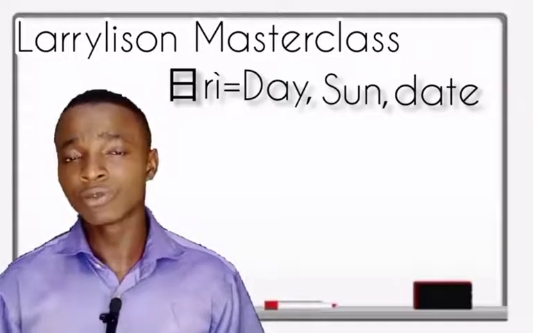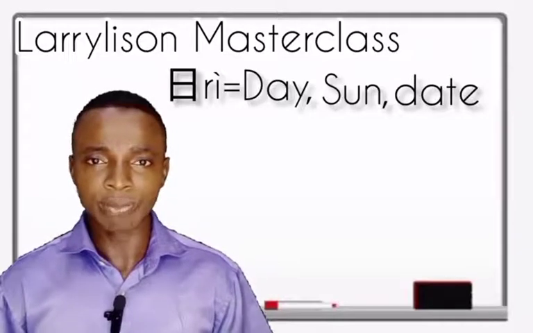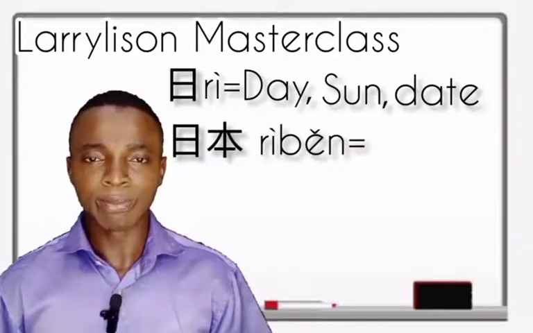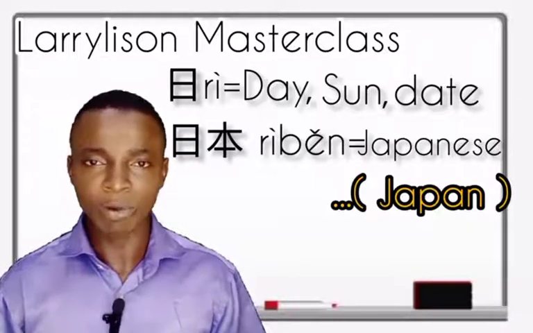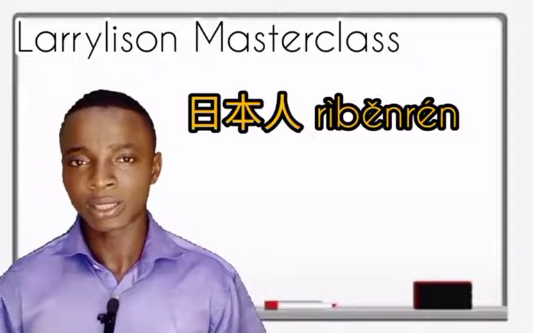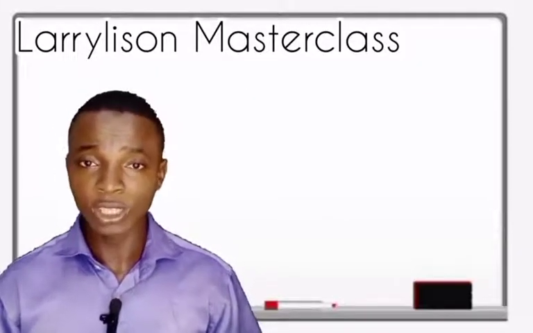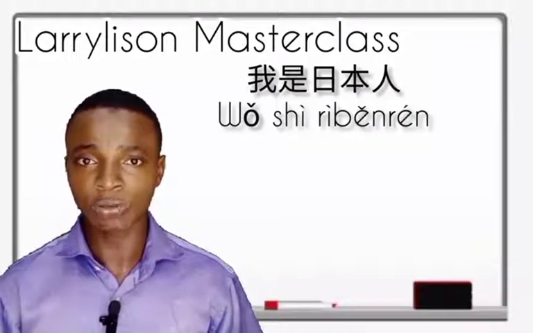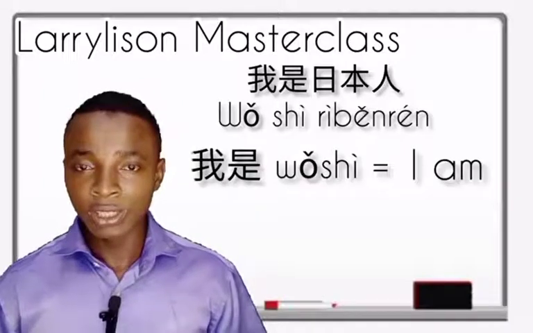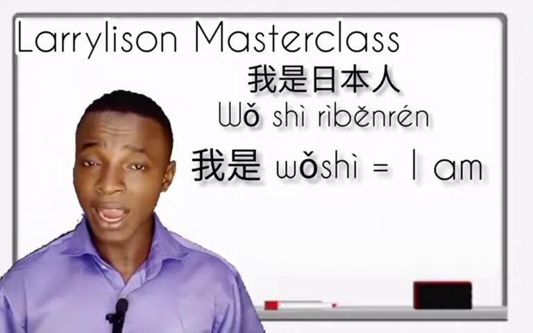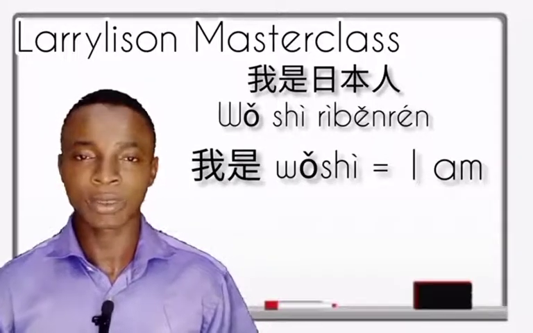But let's quickly give two examples with this character. The first one is 日本. 日本 literally means Japan. Japanese people are called 日本人. Then, if I want to say I'm Japanese, I will say 我是日本人, meaning I am Japanese. 我是 is I am. 日本 meaning Japan. 人 meaning person. 我是日本人 means I'm Japanese. Beautiful.